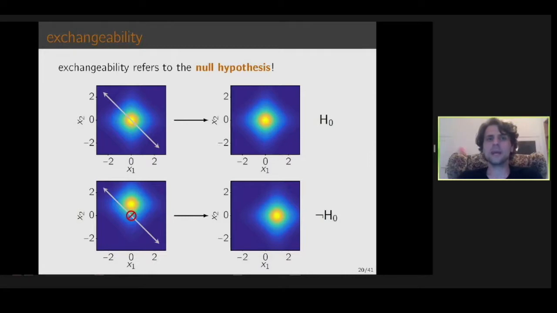Please note that exchangeability refers to the null hypothesis. That is, if the null hypothesis is true, data points are exchangeable. On the other hand, if the null hypothesis is not true, exchangeability does not hold, because switching these two values does not preserve the joint distribution, as you can see when moving from here to here.